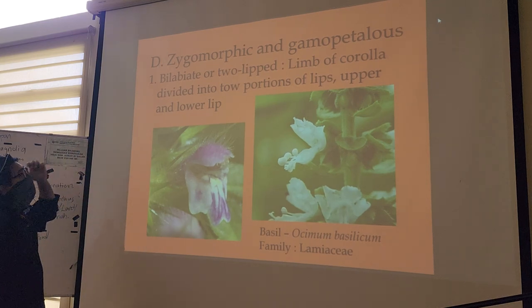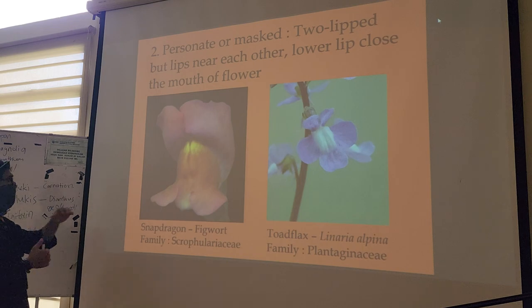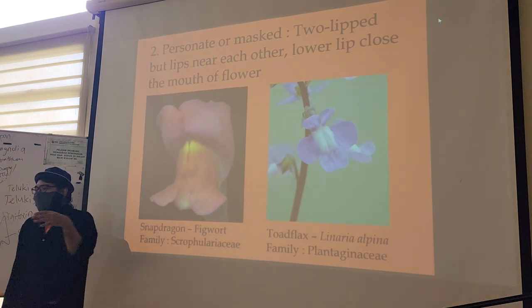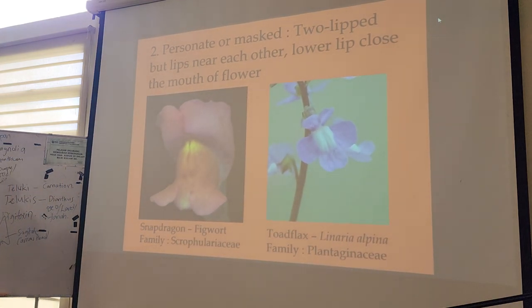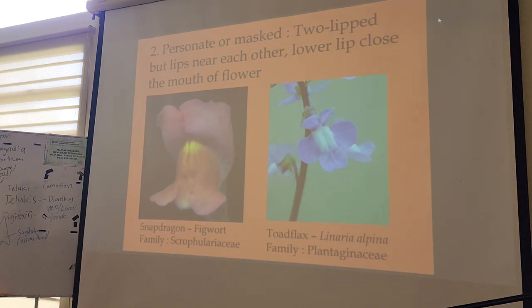Zygomorphic, gamopetalous. Next. Okay, personate or mask. It just means the flower has two lips. Bukan tulip. Two lips. Dua bibir. The top and the bottom. Like the orchid, that has only got one lip, the landing pad. But the flower like snapdragon and also the toadflax, you got the top lip and the bottom lip, kind of like your mouth. Cannot close. Okay. All right. Okay, next.